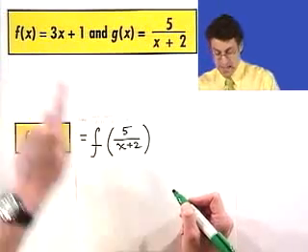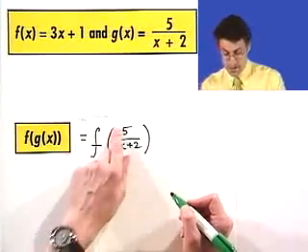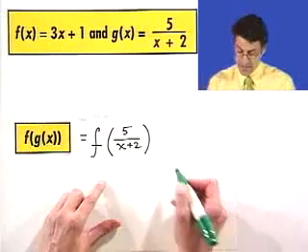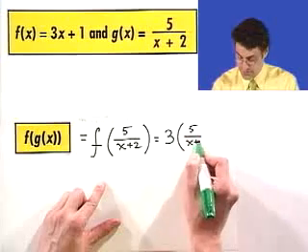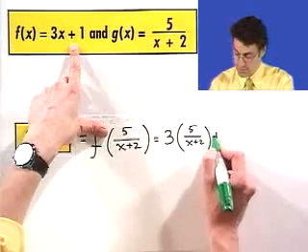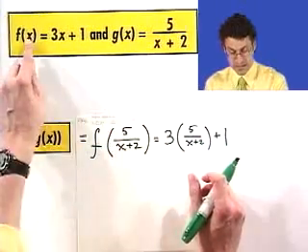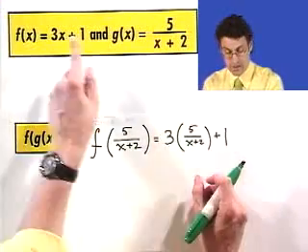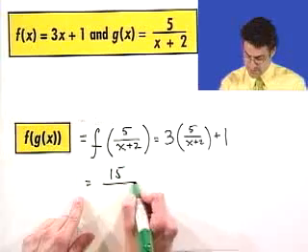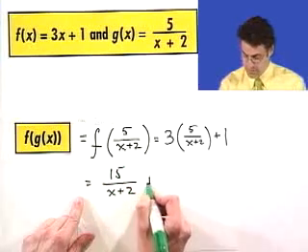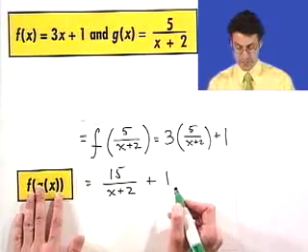Well, wherever I see the x, I'm going to plug in 5 over x plus 2. So I'm going to plug it in right there. And so I see 3 times 5 over x plus 2, all plus 1. You see how I just replaced the x here and put in that value wherever I saw an x. We can simplify this a little bit and write 15 divided by x plus 2 plus 1. And that's the composition function.